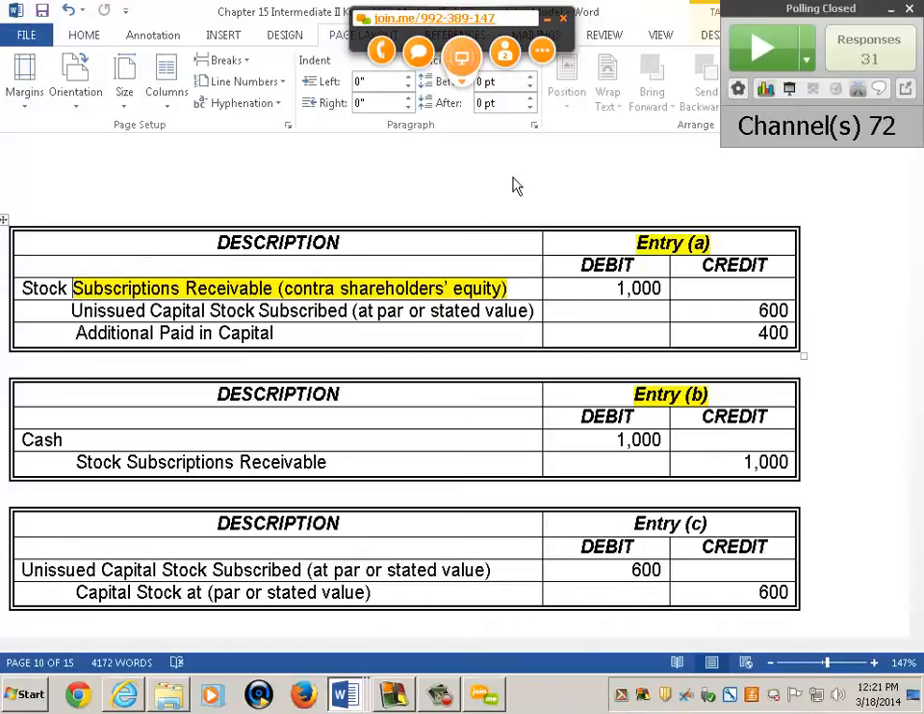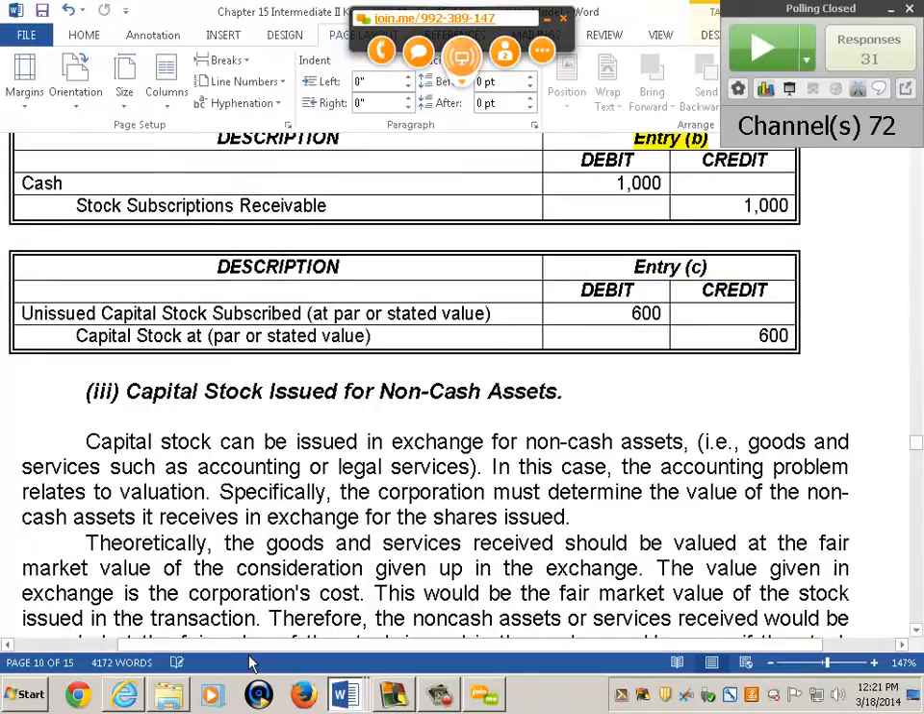Okay, any other questions on subscriptions? All right, so we looked at stock issued for cash, stock issued for subscriptions. Just one more point, then we'll talk about preferred. Non-cash assets. I know we spent a bit of time last semester talking about non-monetary exchanges, and we looked at the commercial substance issue when we had a swap of assets.